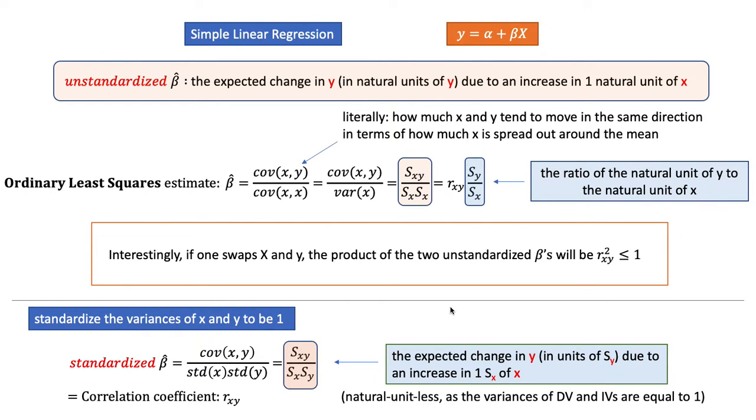When there's only one independent variable, then the standardized regression coefficient beta is the same as the correlation coefficient. Because of that, the standardized beta is not particularly useful when there's only one independent variable.